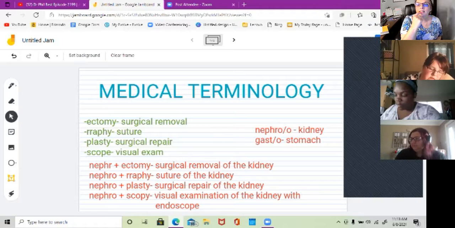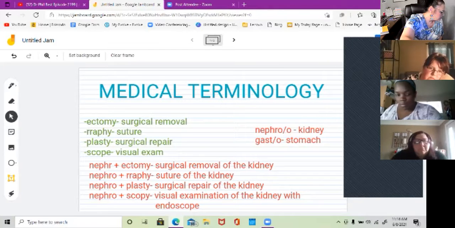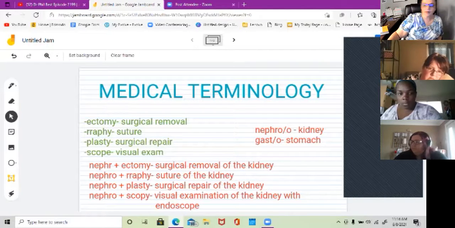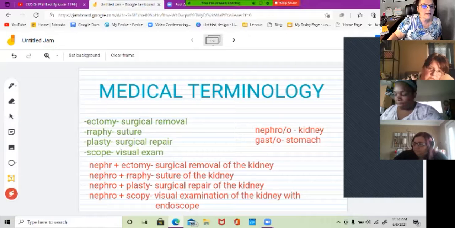Nephro is kidney and gastro is stomach. So if you saw the medical term nephrectomy, that would be the surgical removal of the kidney. Nephro means kidney. Ectomy, okay.